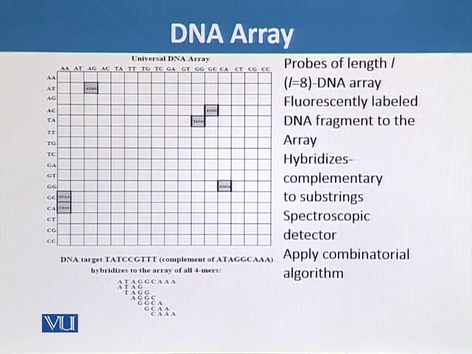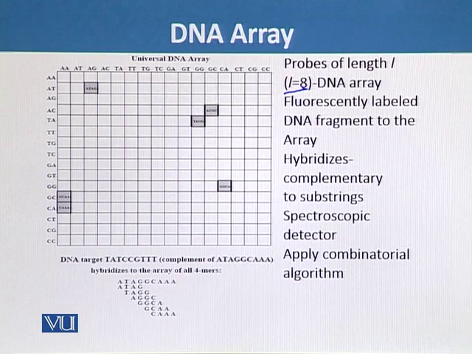We can attach all possible probes of length L, and here L is equal to 8, to a flat surface, as we have seen on the DNA chip, each probe at a distinct and known location. So we also know the location of each probe in the array chip. This set of probes is called the DNA array we saw in the previous slide.